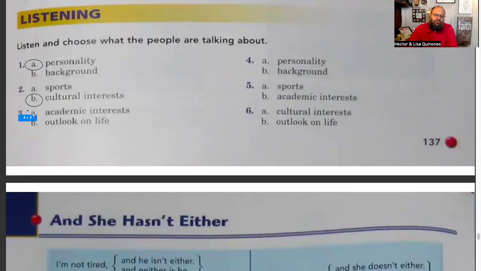What does that show? Good. Academic concerns. Interest, I'm sorry.